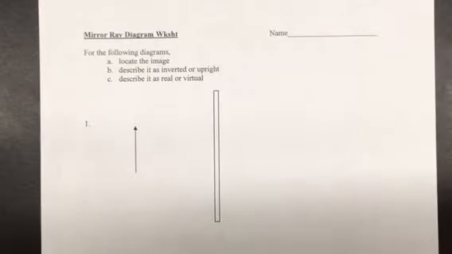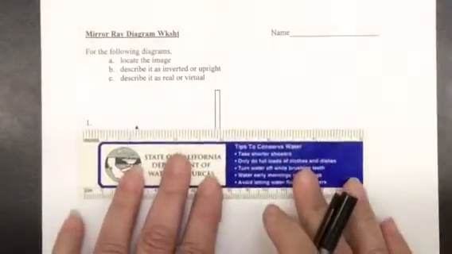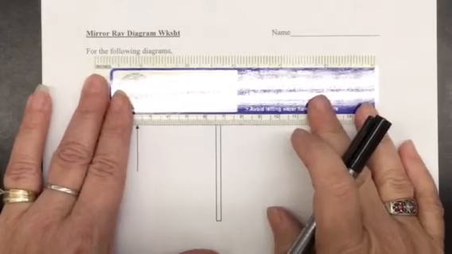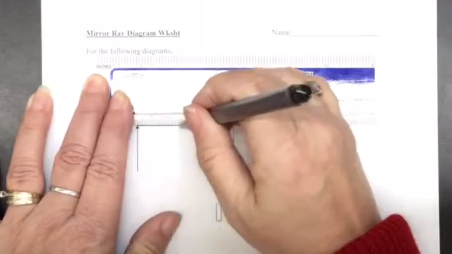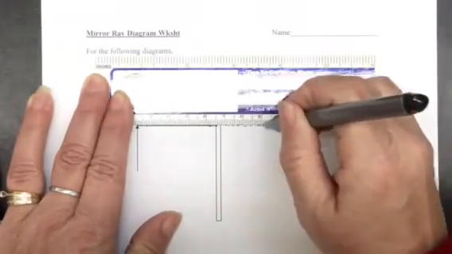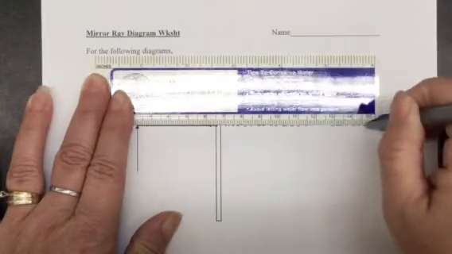This is how you would do the ray diagram for the flat mirror. Okay, the first two rays are the easy ones. You're just going to go straight into the mirror and straight out. So the trick here is to make it perfectly perpendicular. Straight in, straight out, and then dotted behind.